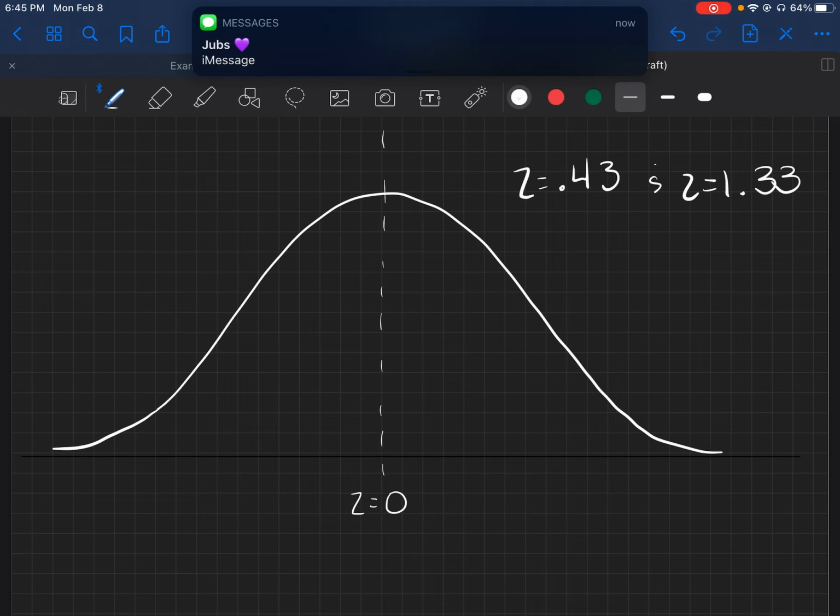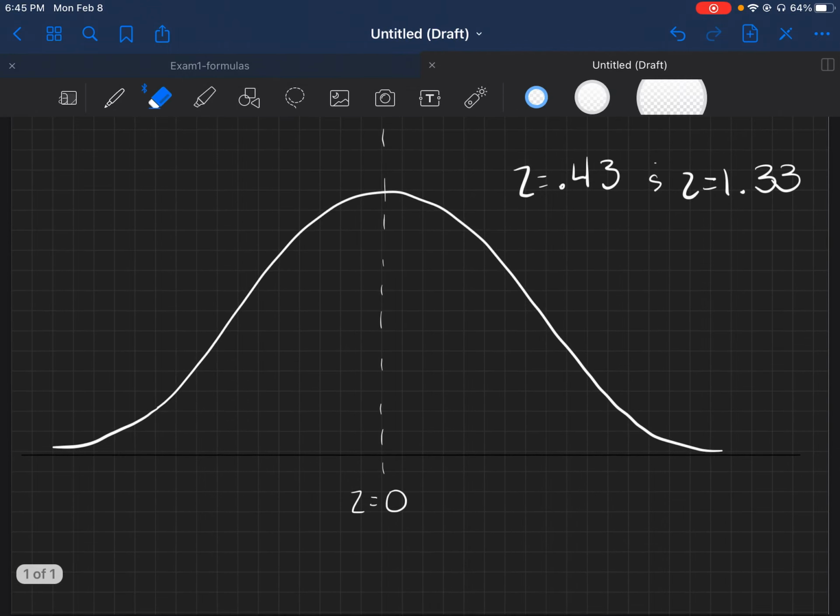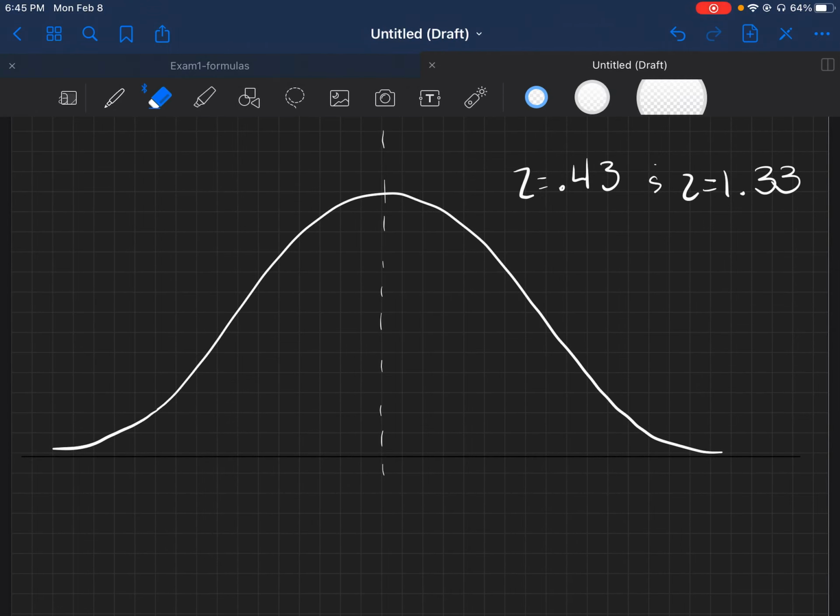So this probably won't be to scale. We always know that our mean is a z of 0, so I went ahead and marked that off for us. But I'm going to be marking these in different colors. I'm going to say our z of 0.43 is right here. That might not be exactly right, but that'll be our guess. And then we'll put a z of 1.33 here.